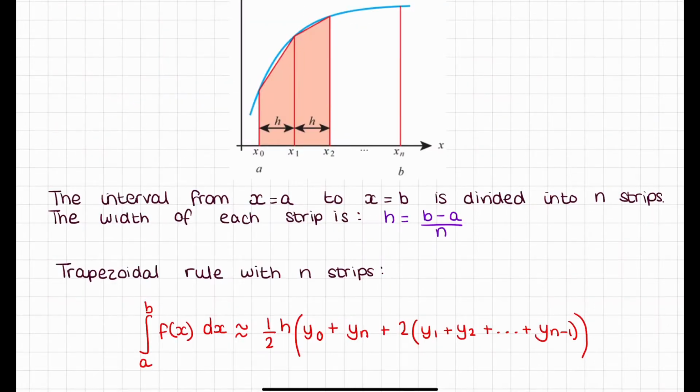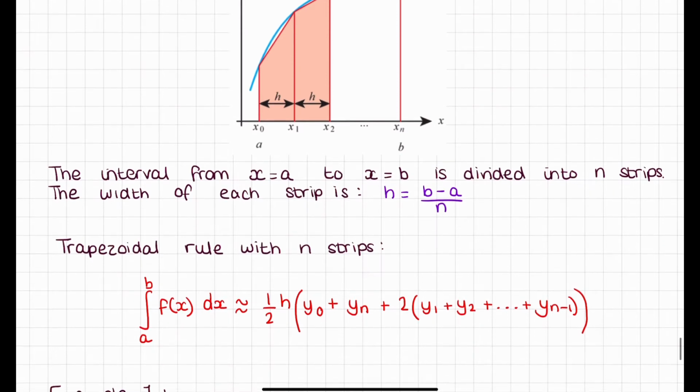The interval from x equals a to x equals b is divided into n strips. The width of each strip is found by this formula, h equals b minus a over n. The actual trapezoidal rule with n strips is this. So we have our integral. The integral from a to b of f of x dx is approximately half multiplied by h. Then we have this in brackets, and when we do an example, you'll see how all that works. This formula is in your formula booklet too.